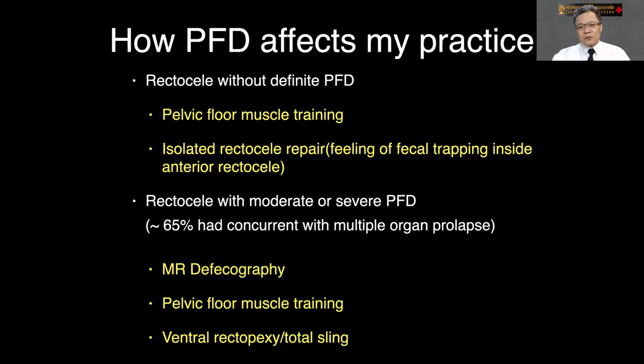For the rectocele with moderate to severe pelvic floor descent, the literature says that 65% are concurrent with multiple organ prolapse. So the treatment is a little bit different. We need imaging for correct diagnosis, so we need an MR defecography, and then pelvic floor muscle training. After 3 months, we consider ventral rectopexy or total sling, depending on the imaging result.